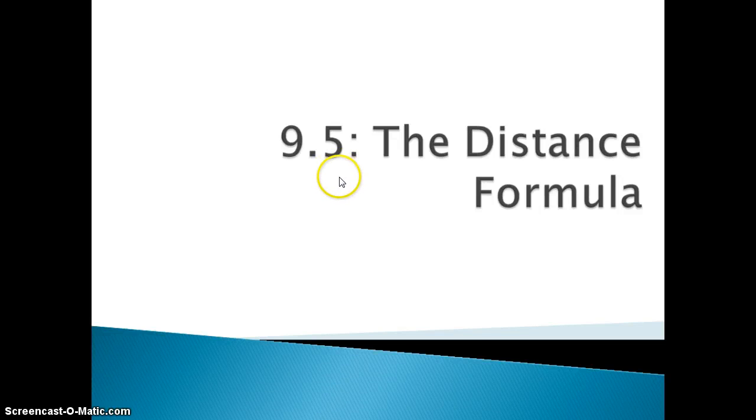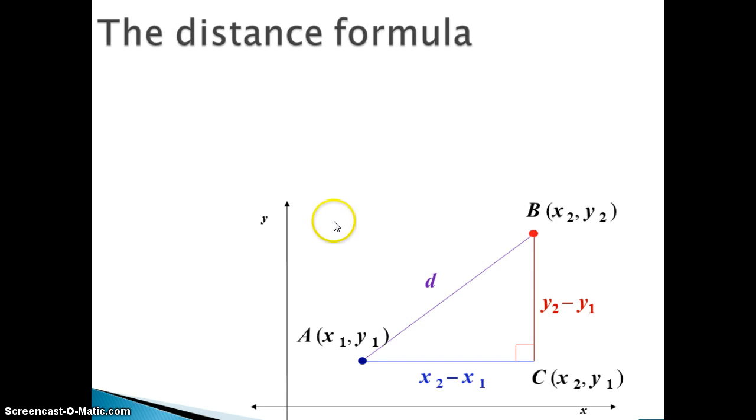Welcome to section 9.5, the distance formula. Today's section we're looking at a formula that can help us find the distance between any 2 points in the coordinate plane, as long as we know what the coordinates are. So before we do that, we want to get into why the formula works, where does it come from, before we start applying it.